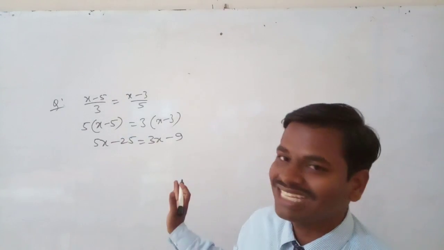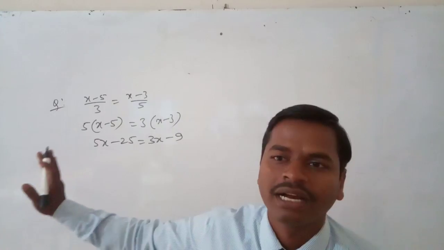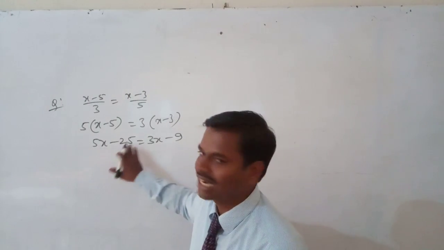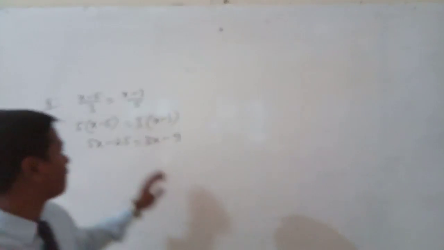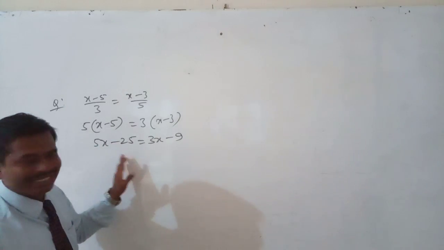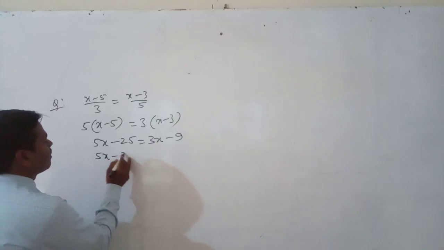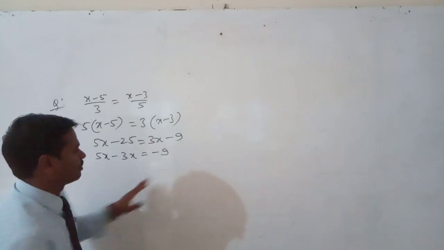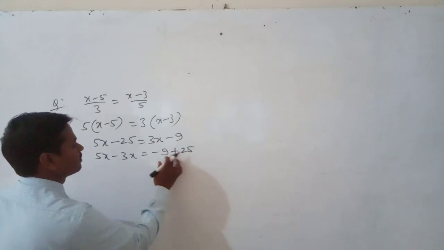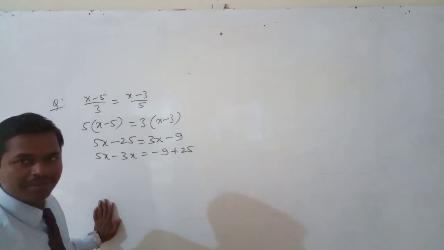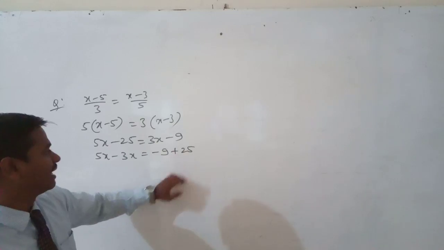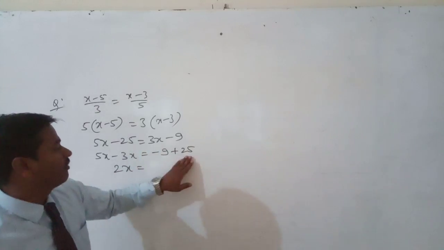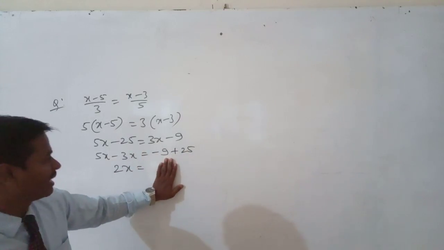Now, shift the variable terms to one side and constant terms to the other side. 3x is shifted to the left side, 25 is shifted to the right side. 5x minus 3x, and minus 9 plus 25, minus 25 will become plus 25. 5x minus 3x is 2x. 25 minus 9 is 16.